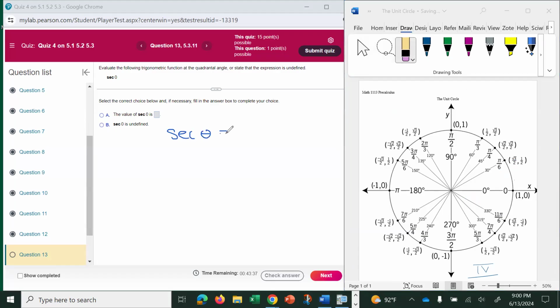Think about what secant is equal to. If we're working with the unit circle, it's going to be the reciprocal of cosine. And what is the reciprocal of cosine? That's going to be 1 over x. At 0 degrees, the x coordinate is going to be 1, because this is the xy value. So it's going to be 1 over 1, which is 1. Let me just put that in here.